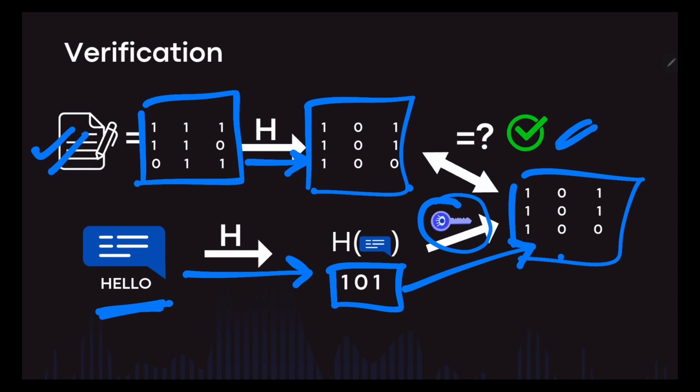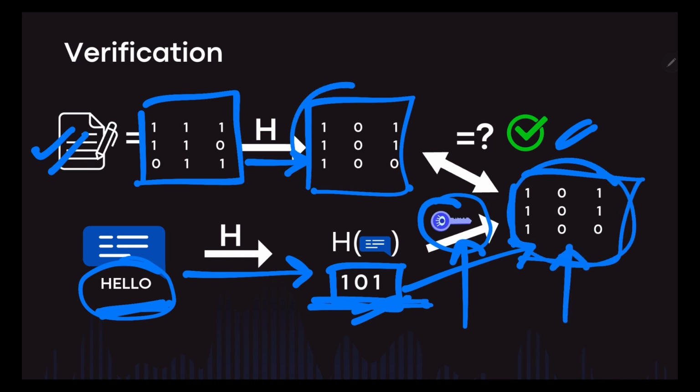That means this message is not tampered with by anyone. If this message is tampered with, then we will not get 101 here, and so after applying the public key on it we will not get this matrix. In that case the two matrices will not be similar, so it is not verified. This way the verification takes place.